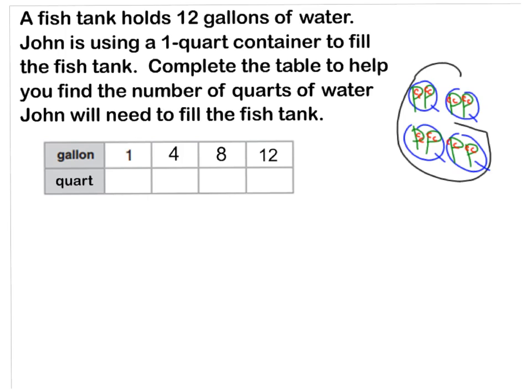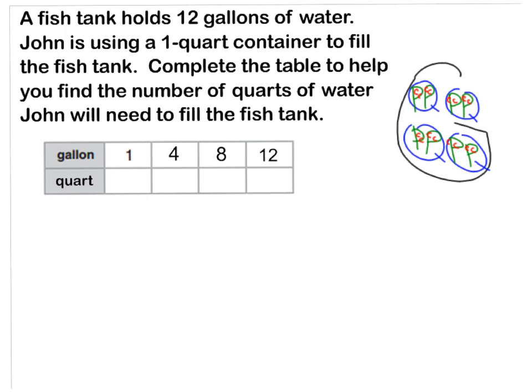For our next question, it says, a fish tank holds 12 gallons of water. John is using a 1-quart container to fill the fish tank. Complete the table to help you find the number of quarts of water that John will need to fill the fish tank. So we're going to be using this table to help us find the number of quarts that it takes him to fill the fish tank compared to the gallons of water.